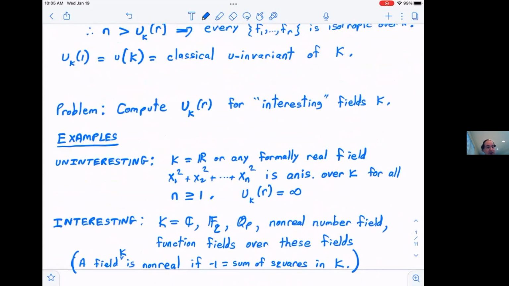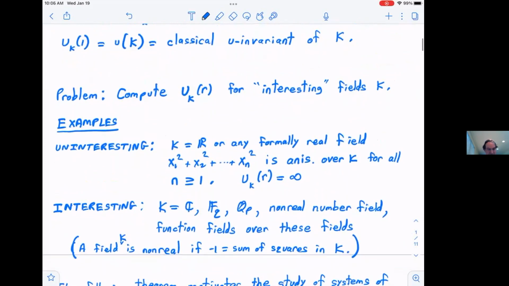Okay, so interesting fields might consist of the complex numbers or any algebraically closed field, a finite field, Q sub p, the field of p-adic numbers, a non-real number field, that would be a number field having no real embeddings, and function fields over these fields.